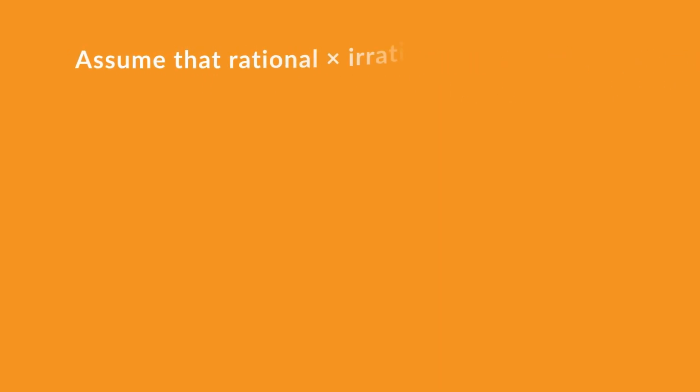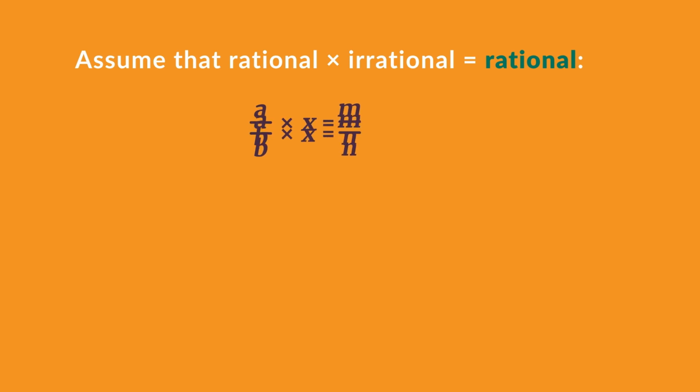Let's assume the opposite, that a rational number, which we express as a fraction a over b, multiplied by an irrational number x, gives a rational answer, which we represent as m over n. We manipulate this equation by multiplying b over a on both sides and get x equals m over n times b over a, which gives us the fraction mb over na on the right-hand side.